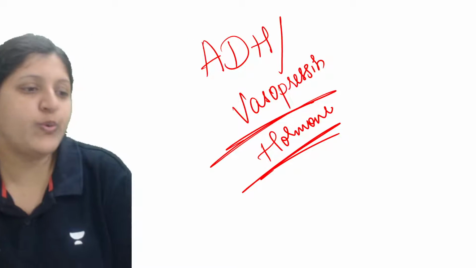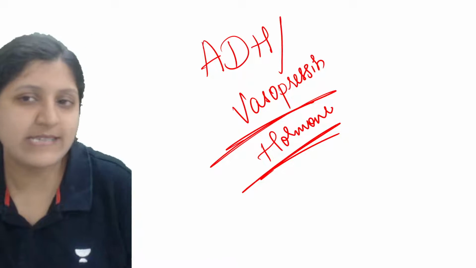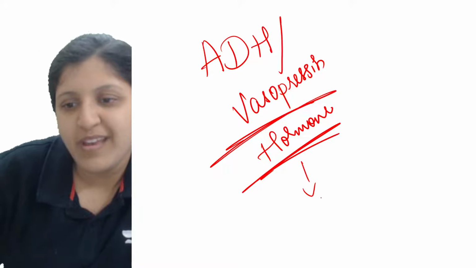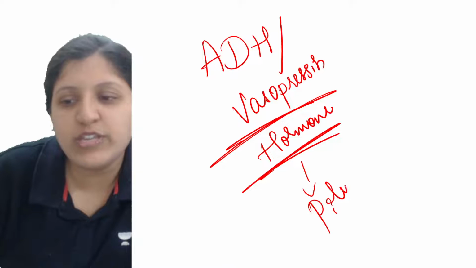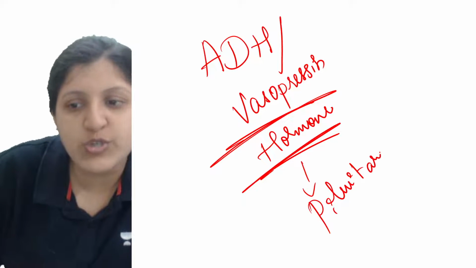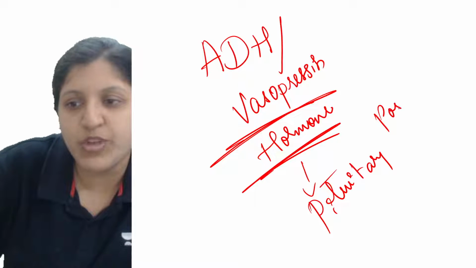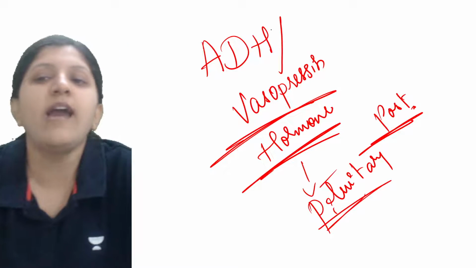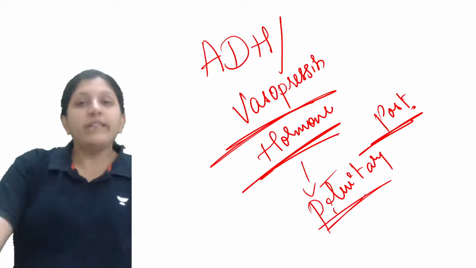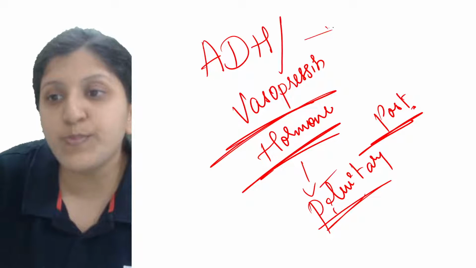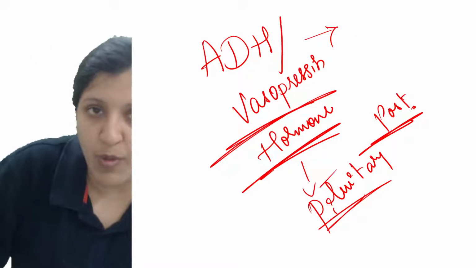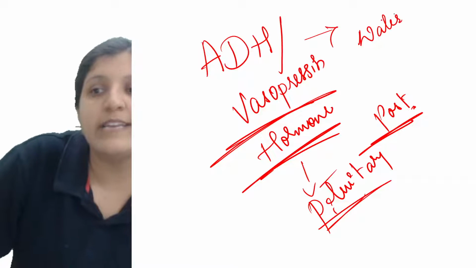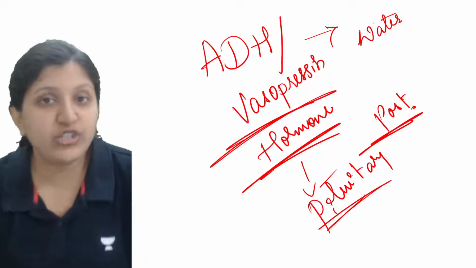Yes, any of you? What gland releases this ADH or vasopressin hormone? No idea? So this one is a pituitary gland. And which pituitary? It is the posterior pituitary. The posterior pituitary releases the hormone ADH, or vasopressin, which is responsible for the reabsorption process, like water getting reabsorbed once the filtration of blood is done.